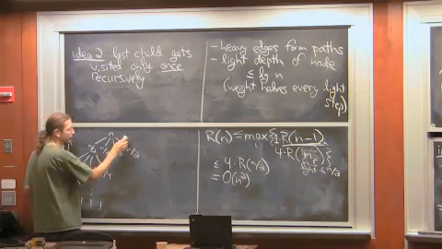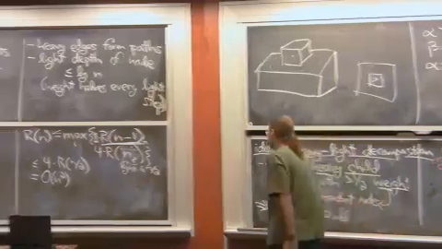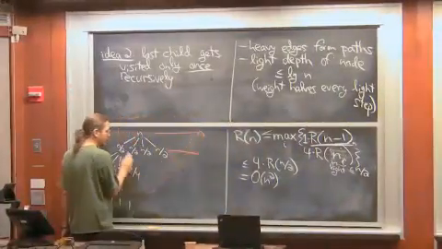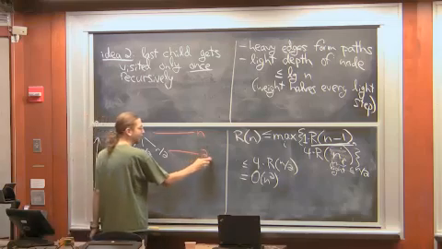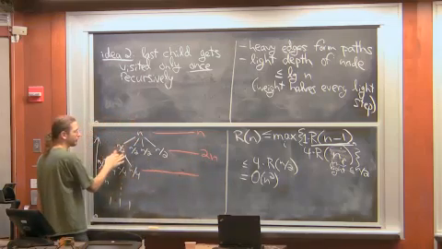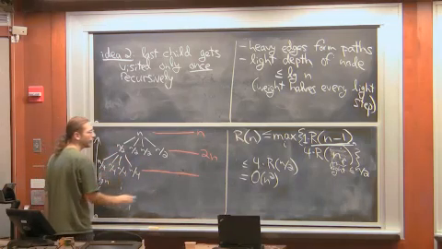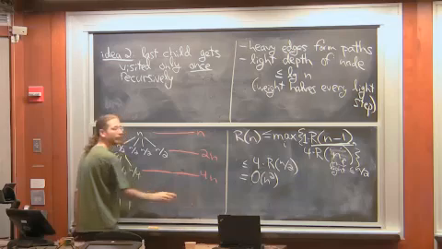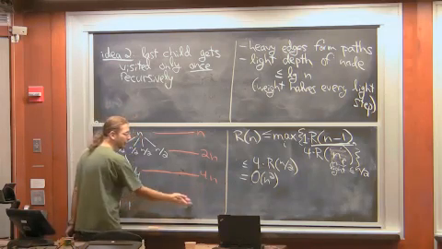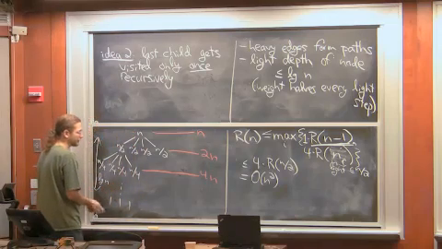And if you add up everything level by level, how much work am I doing here? n. How much work am I doing here? 2n. How much work am I doing here? Gets harder to add, but there are 4 squared, 16 things, each n over 4. So it's 4n. In general, it goes up by a factor of 2 every time, which means you're dominated by the last layer. And if you count, it's going to be n squared.